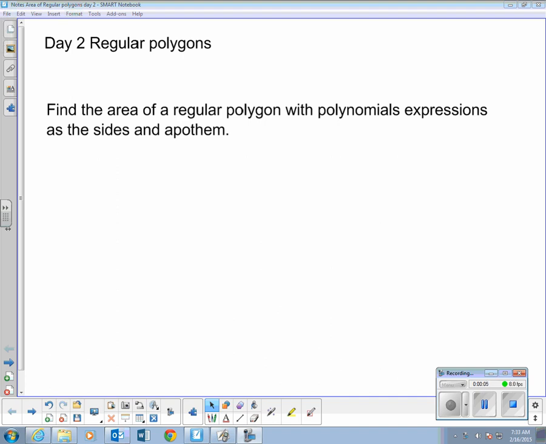Today we're going to be going over regular polygons, where we find the area of a regular polygon with polynomial expressions as the sides and apothem.